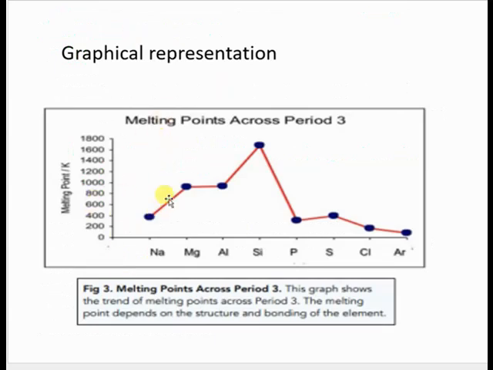Graphically, this one represents the melting point. The melting point increases from sodium to magnesium and then aluminium, and then it shoots very high to silicon, because silicon has a very high melting point, 1800 degrees Celsius, and then it decreases to phosphorus, decreasing as you move across the period.